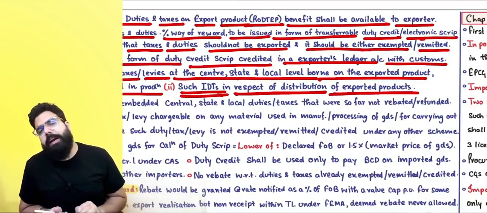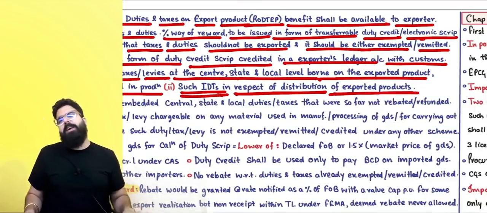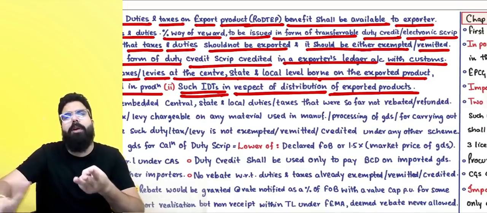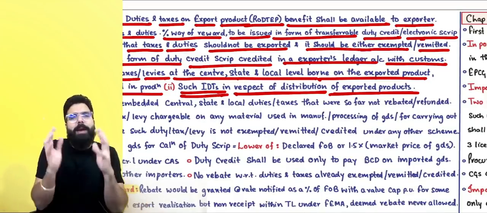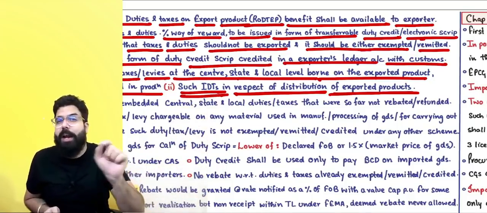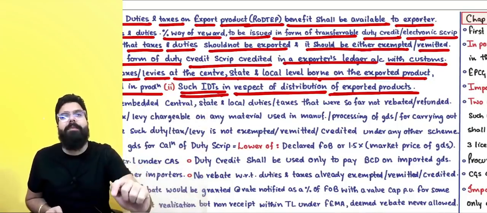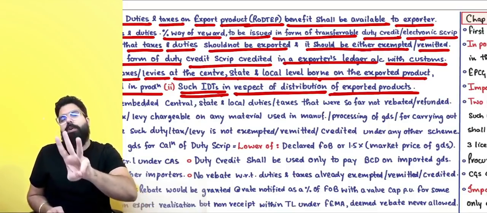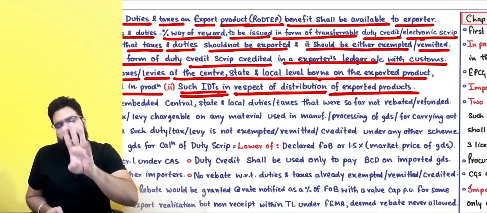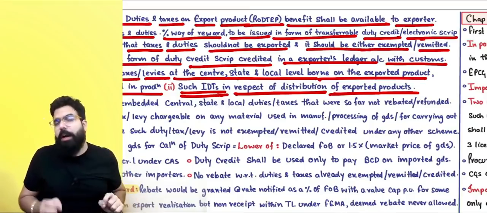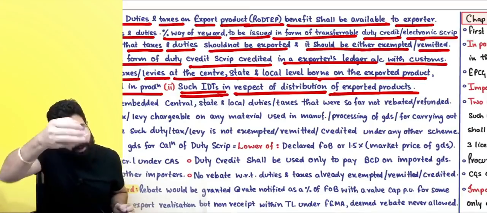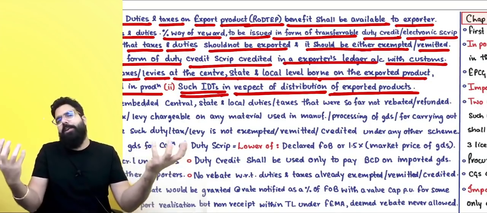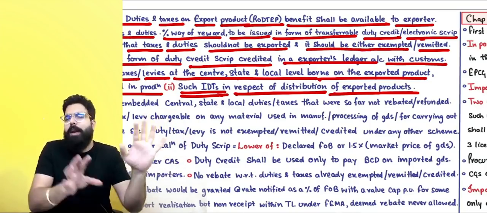Then, to refund currently unrefunded such indirect taxes in respect of distribution of the exported product. Whatever central government taxes, state government taxes, and local taxes you are paying on the goods which you are exporting and were not refunded to you will now be refunded under Remission of Duties and Taxes on Exported Products. They will give you a scrip, and that scrip you can later use to pay any of your import duties.